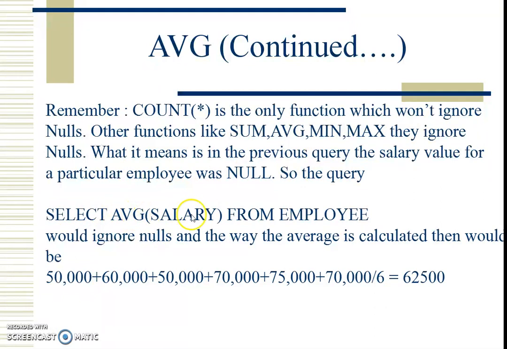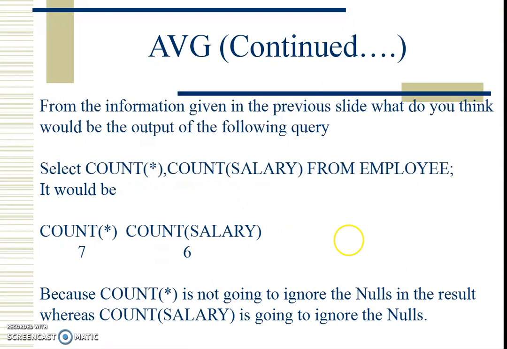So select average salary from employee means it will ignore the null, so it is dividing by 6, not by 7, because one of the values is null. So it just ignores the value and considers a count of 6, and it is giving the answer as 62,500, right?